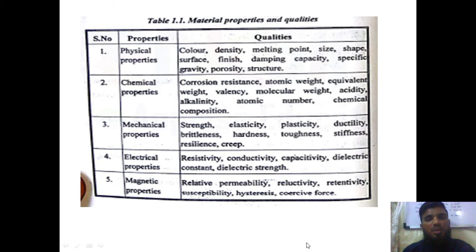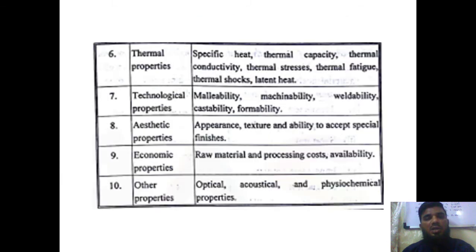So let us see what material properties can be measured by using non-destructive testing. By physical properties we can observe the color, density, melting point. For chemical properties, like corrosion resistance, atomic weight, equivalent weight, valency, these can be measured. Like mechanical properties, we can measure strength, elasticity, plasticity, ductility, brittleness, hardness. These can all be measured by using an NDT technique. Similarly, electrical properties like resistivity, conductivity, capacitance, dielectric properties can also be measured. Magnetic properties like relative permeability, retentivity, susceptibility, hysteresis can be measured.